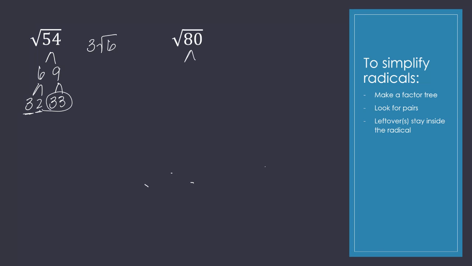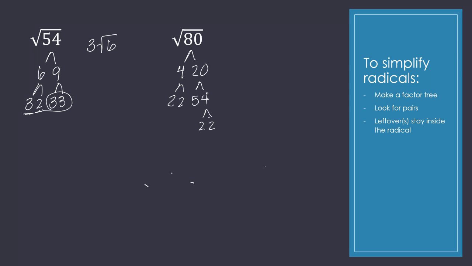Okay? 80 is, let's see, 4 times 20. 4 is 2 times 2. 20 is 5 times 4. And 4 again is 2 times 2. By the way, it doesn't matter how you make your factor tree. Your branches might be different, but your roots will always be the same. So if you're doing it and your friend is doing it, maybe your branches are a little different from each other, but you just still get the same numbers at the bottom.